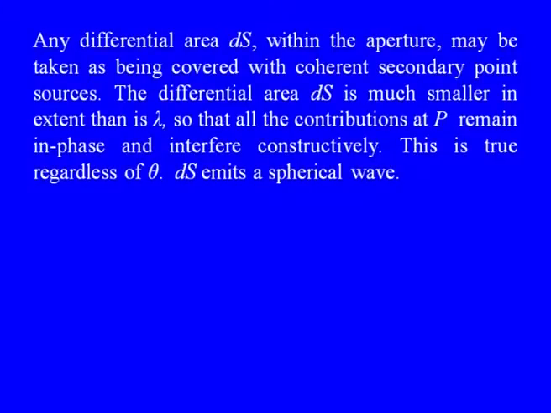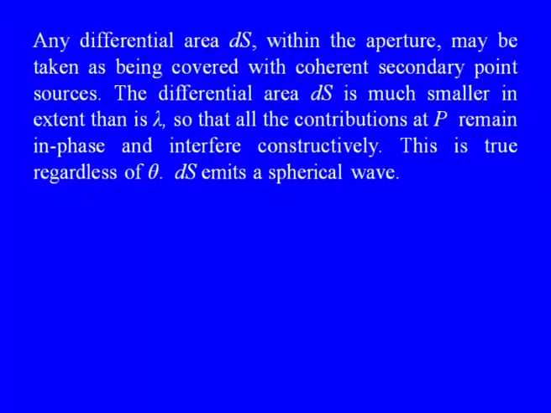Any differential area dS within the aperture may be taken as being covered with coherent secondary point sources, individual sources, sourcelets really, where the differential area dS is much smaller in extent than lambda, so that all the contributions at P remain in phase and therefore interfere constructively. This is true regardless of the angle theta. dS emits a spherical wave.